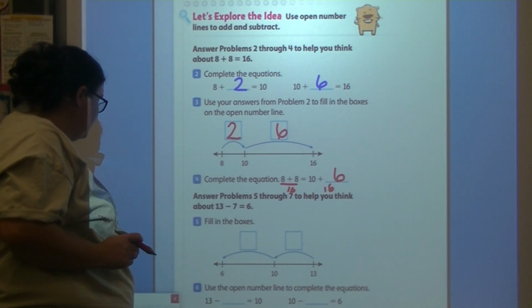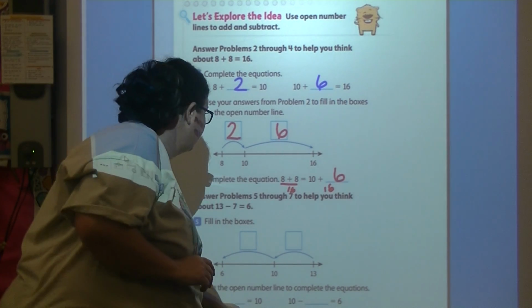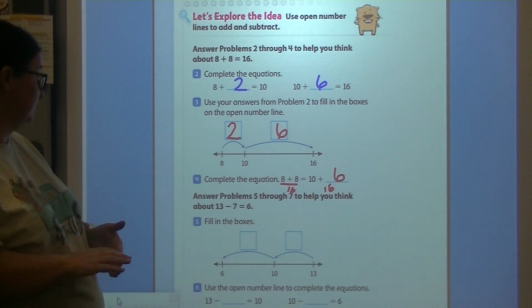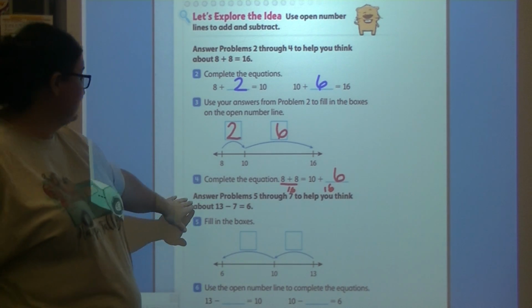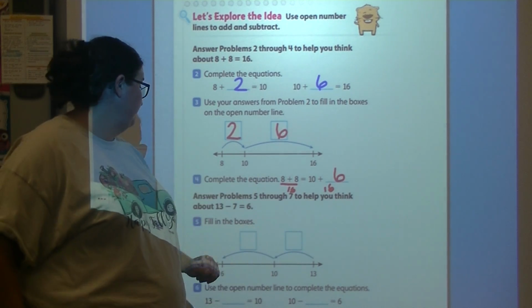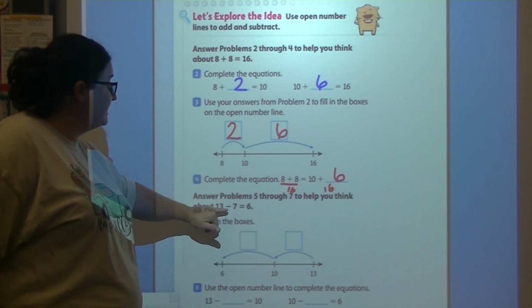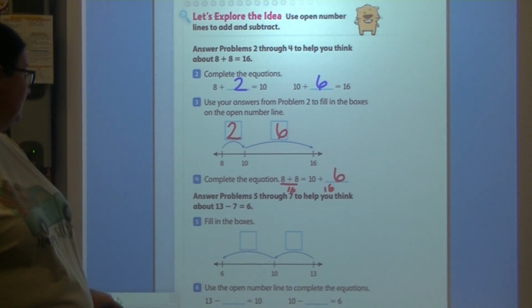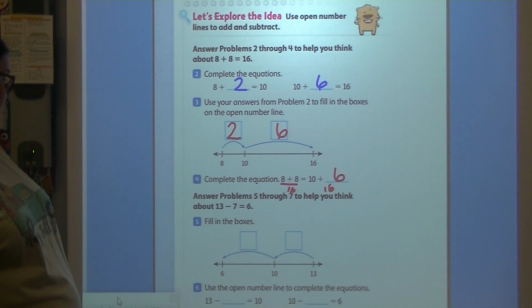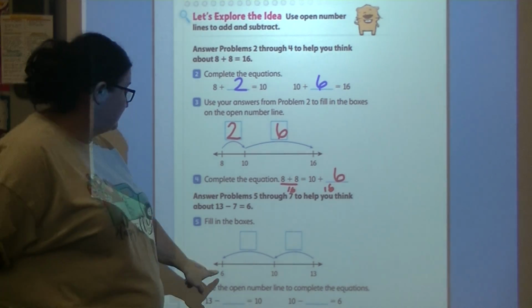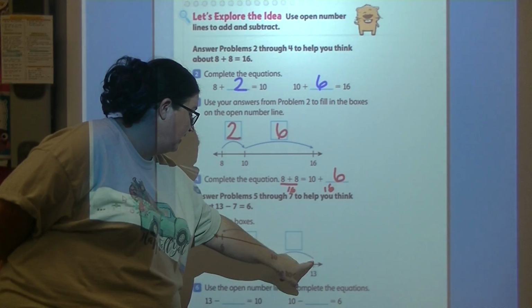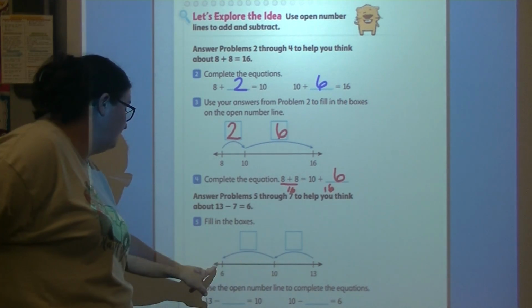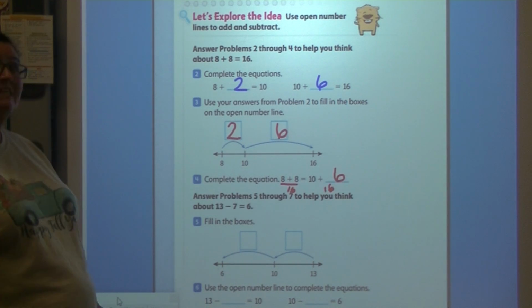All right, now our next problem is subtraction. We're counting backwards. It says answer problems 5 through 7 to help you think about 13 minus 7 equals 6. Fill in the boxes. All right, so we have 13, and we hop back to 10, and then we hop back again to 6.